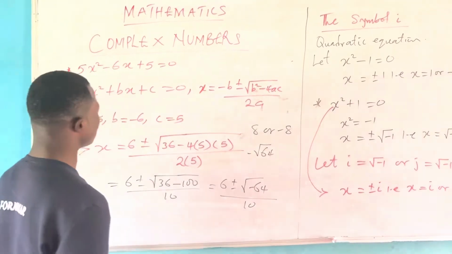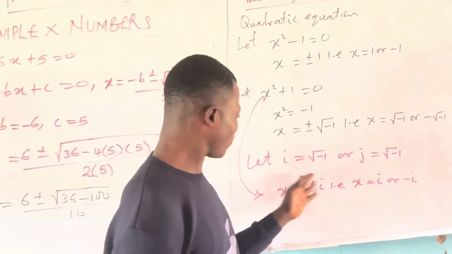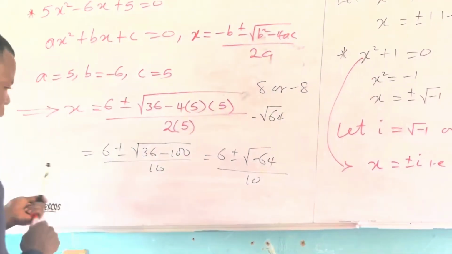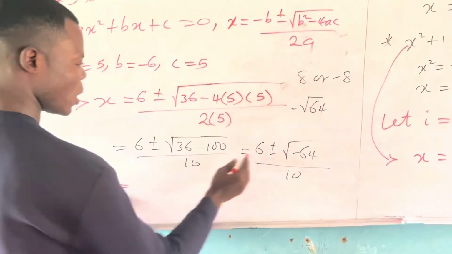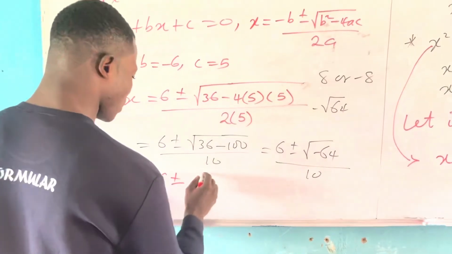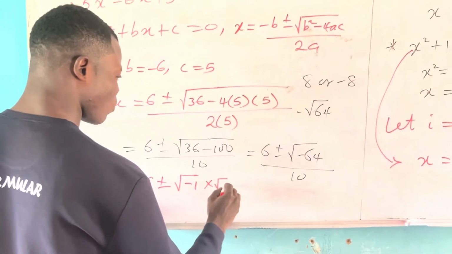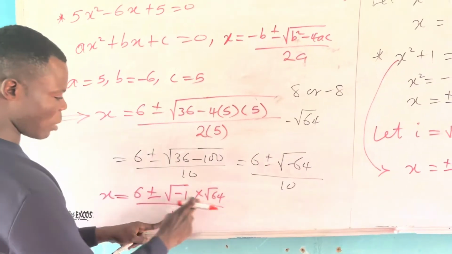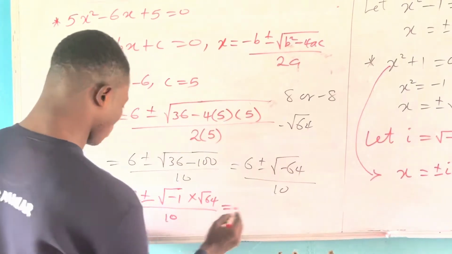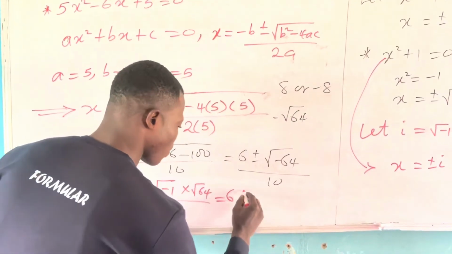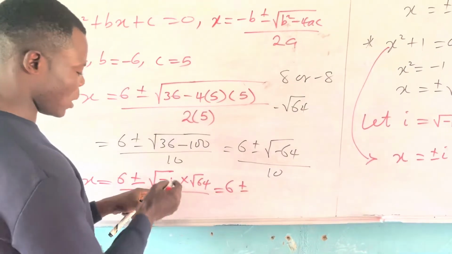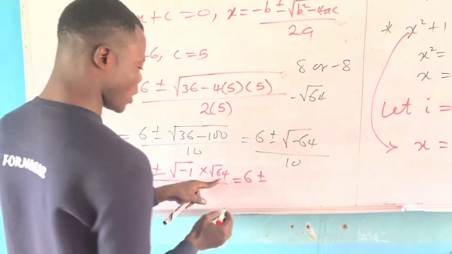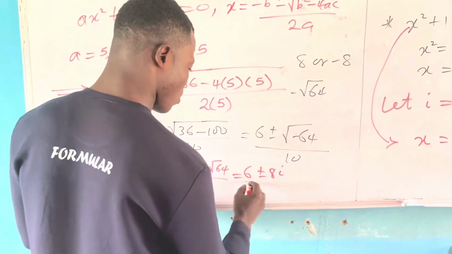If you now understand the knowledge that we define our i to be the square root of minus 1, you can easily further this equation by saying x can be written as equal to 6 plus or minus the square root of minus 1 times the square root of 64 all over 10. Okay? So if you separate this, it is still the same thing as minus 64. We can now put the value, which is now 6 plus or minus, our i is the square root of minus 1, as defined here. So we can now write the square root of 64 is 8i all over 10.